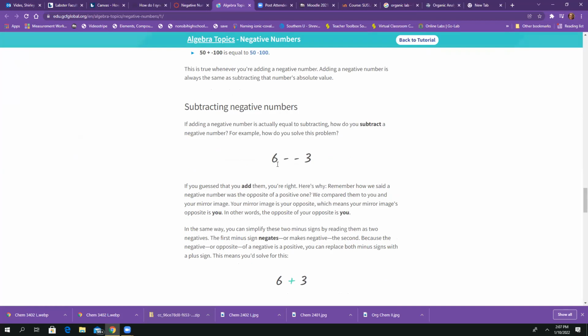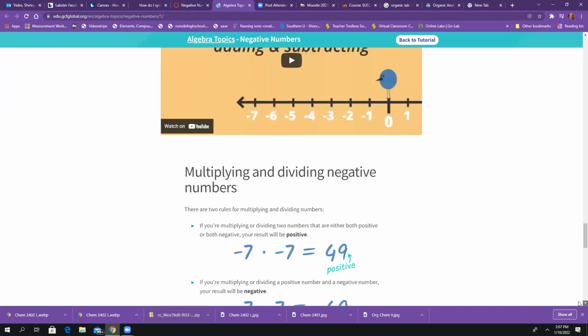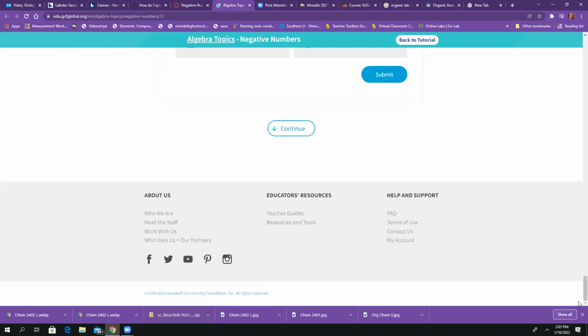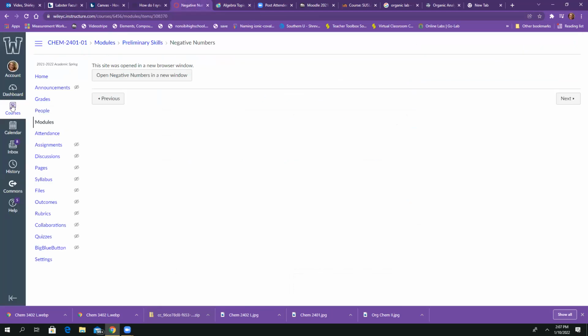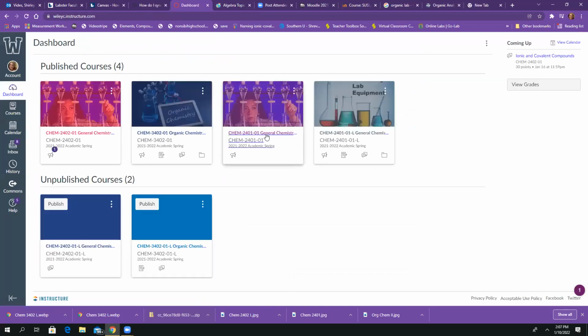This is when I say 6 minus -3, for example, I'll say, oh, that adds, because you know how that works. When you have two negative signs, it becomes a positive. And so on and so forth. There's a video, and even a little place where you can test if you remember things. Okay, so that's just something that I put up there because a lot of people may not remember. Okay, so let's go back to our course.